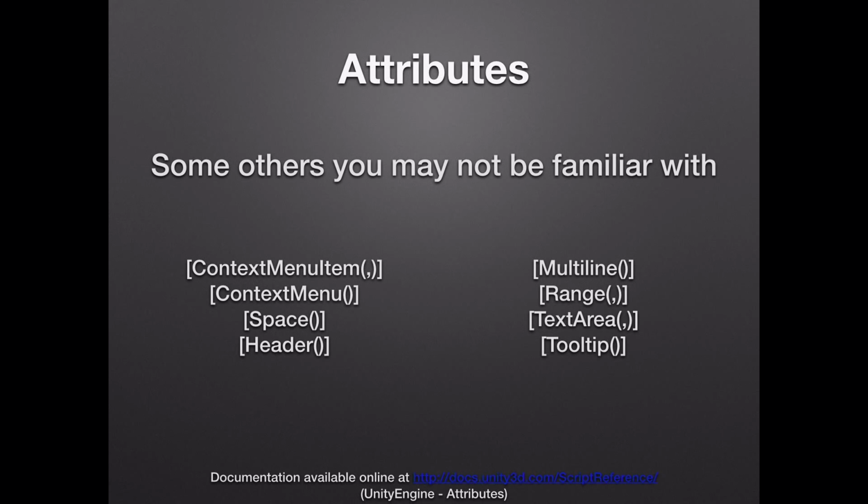Multiline and text area both work with strings. Multiline will cause a string field to always display as a number of lines that you pass into the constructor, and text area will give you a range of lines. So for multiline you'd pass in 4, and it's a 4-line text box. For text area you pass it like 3, 6, and it'll start at 3, but once you get to 6, it'll expand up to 6, and after that it'll start to have a scroll bar.